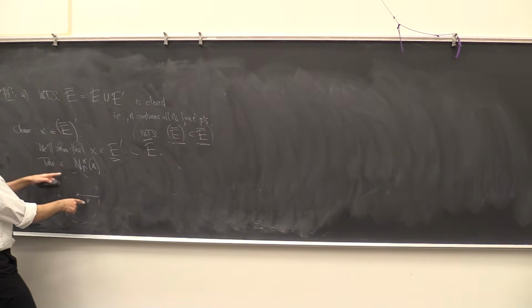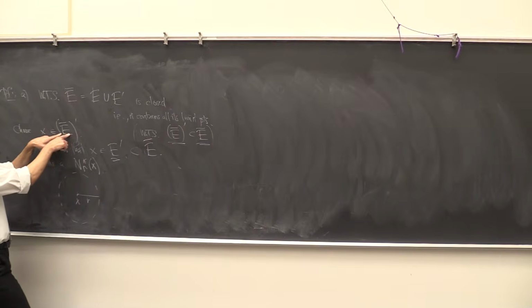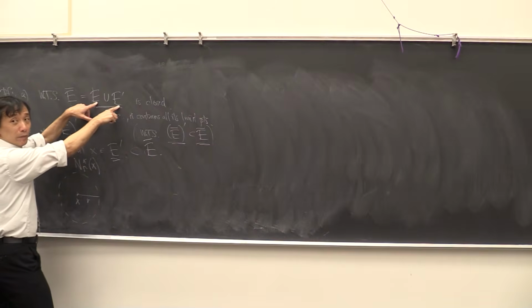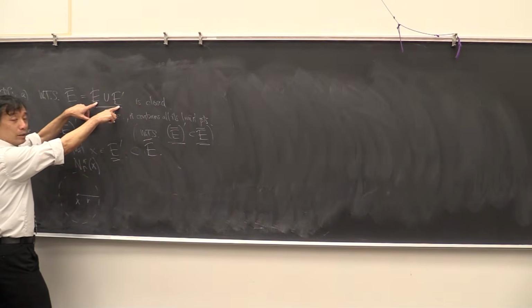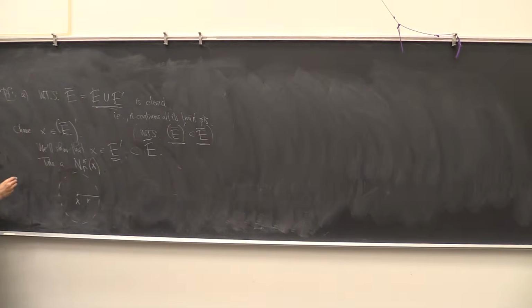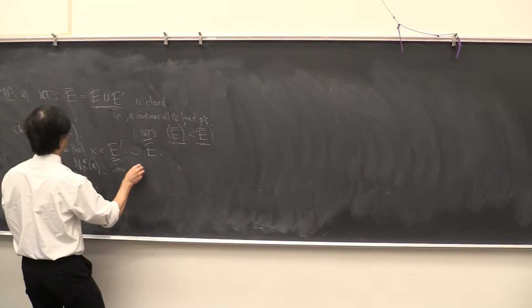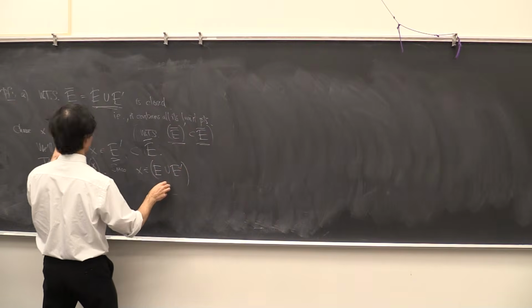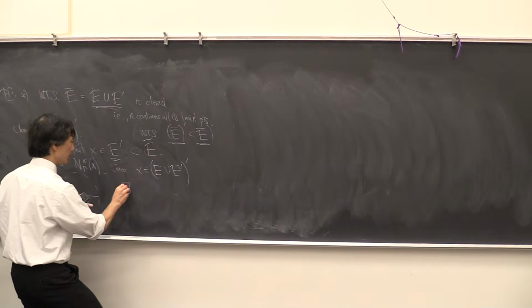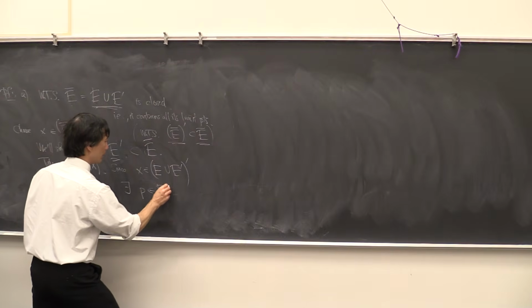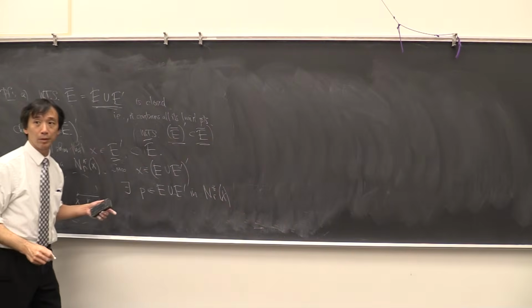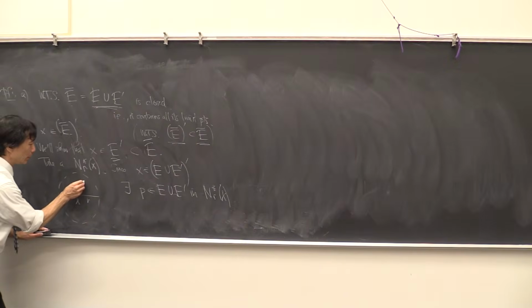We know that X is in E bar prime. Being in E bar prime means you're a limit point of this union, which means there must be some element of this union in there. So since X is in E bar prime, we know that there's some point P in that punctured neighborhood.